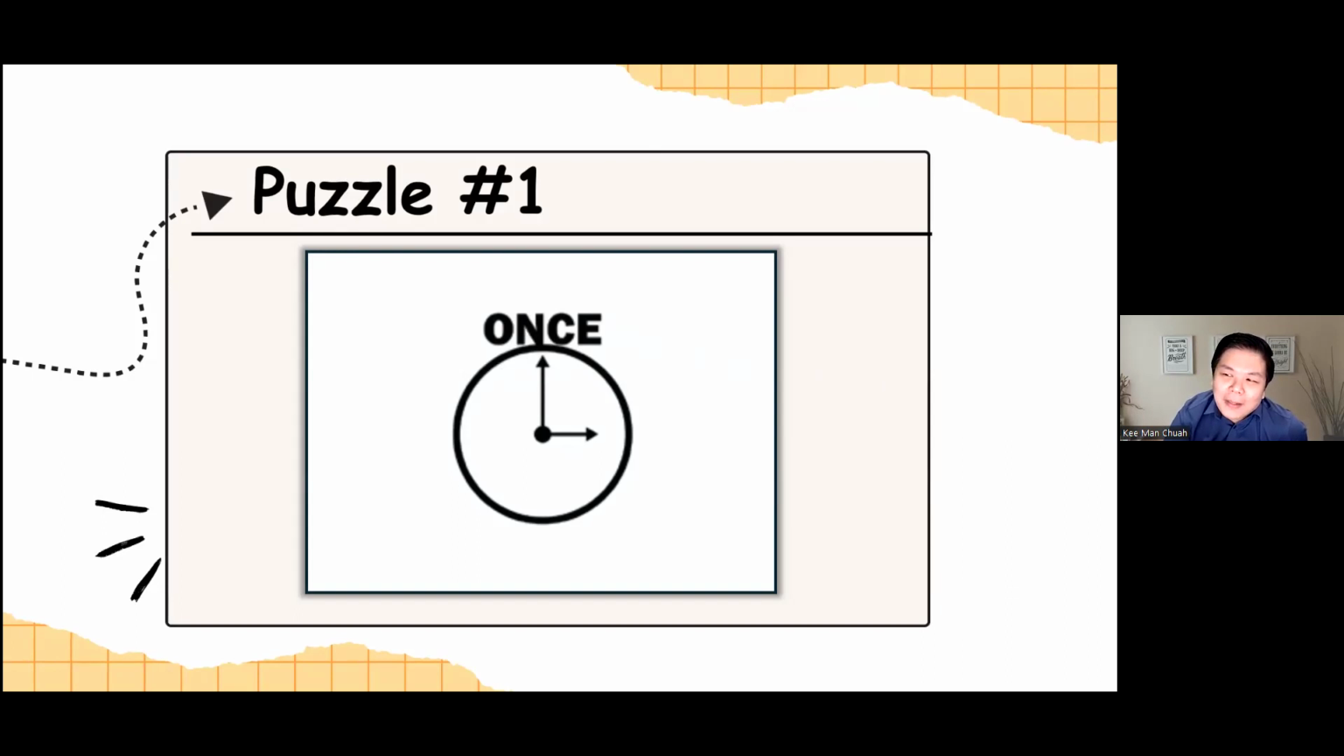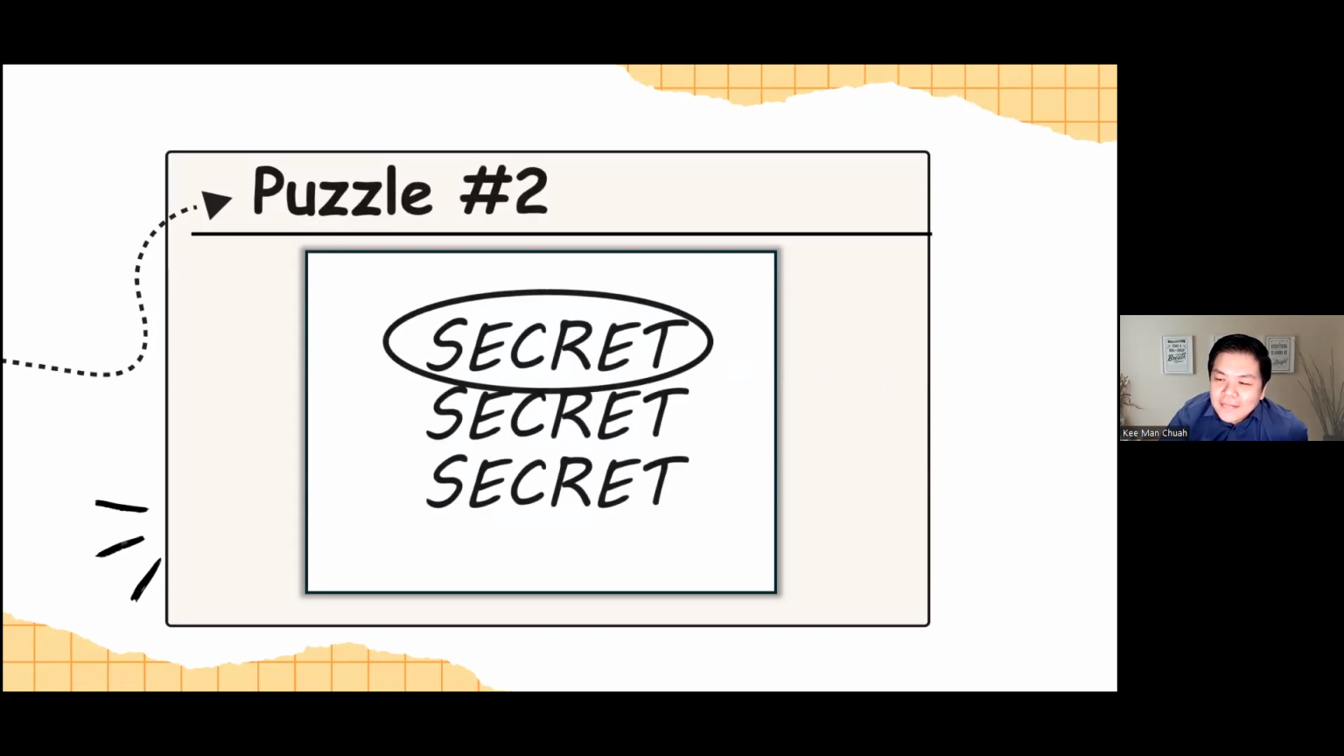Okay, let's try the second one. By the time you reach the second one, you get the hang of this. It should be easy for you. The second one. Okay, give your answer now. 30 seconds. What's this? I have top secret.